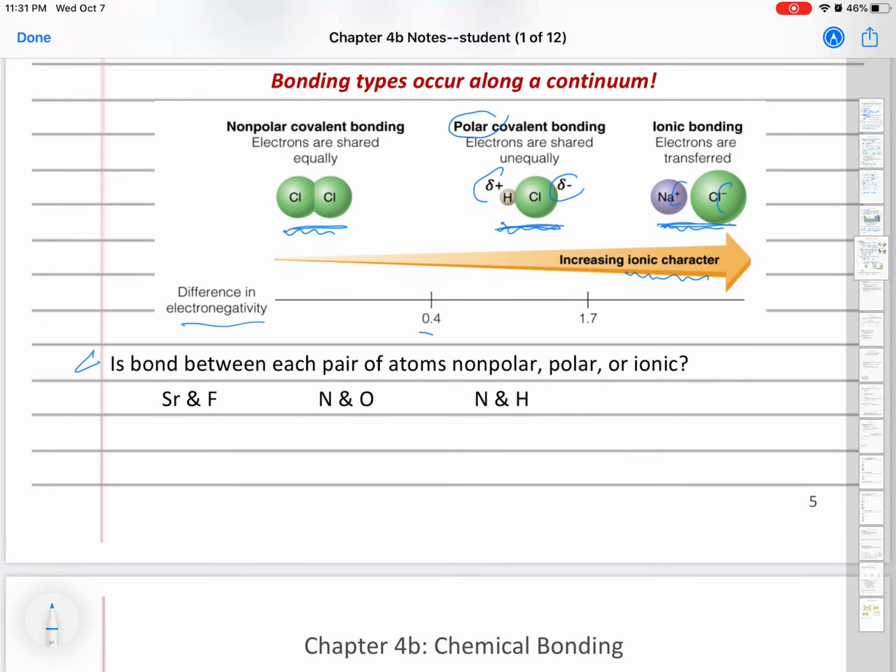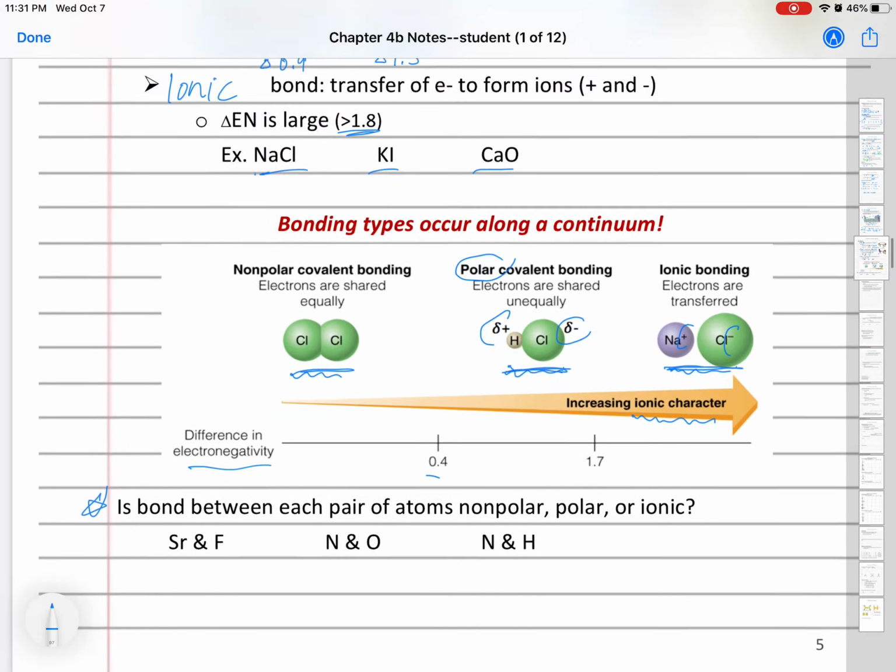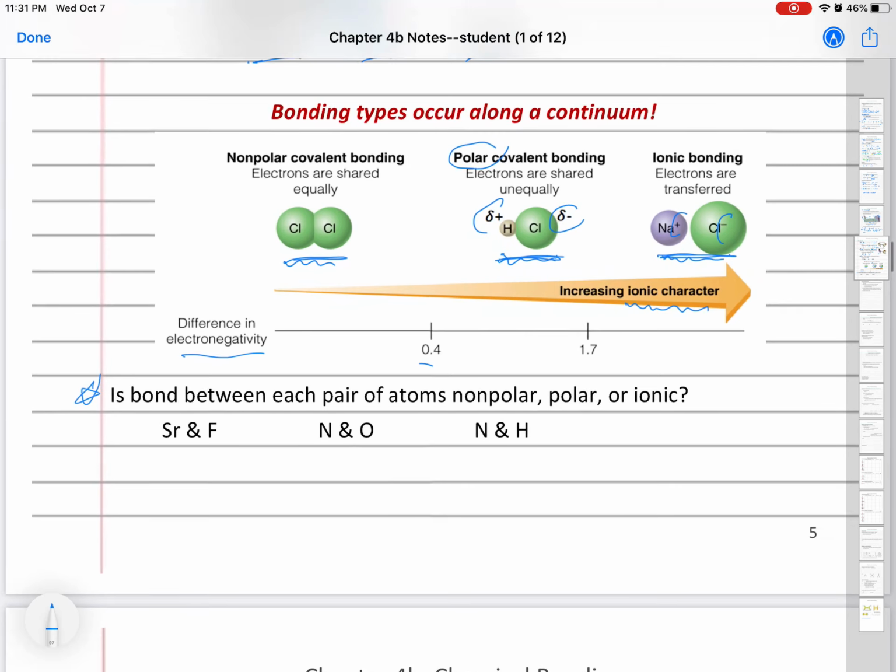All right, just a quick test of your knowledge. Is the bond between each pair of atoms nonpolar, polar, or ionic? You can use the periodic table, or you can use the electronegativity table to figure this out.